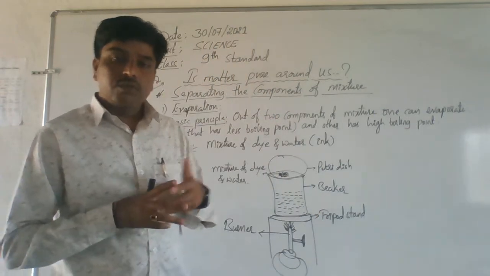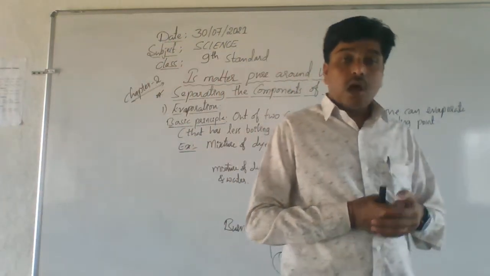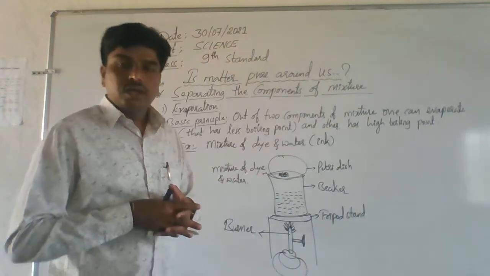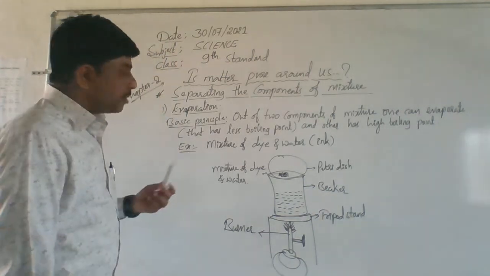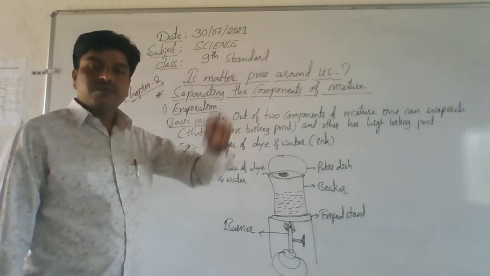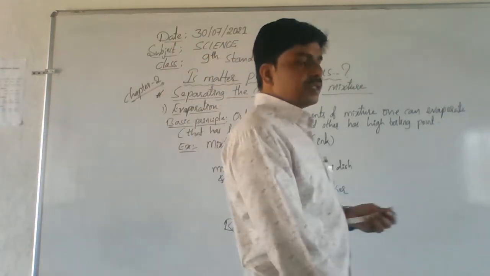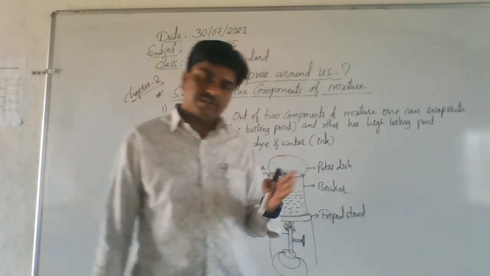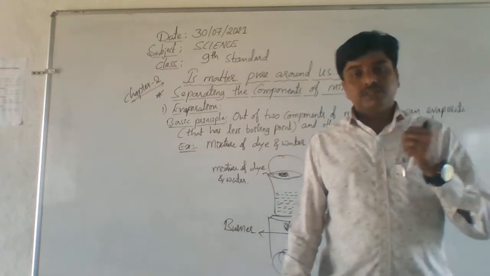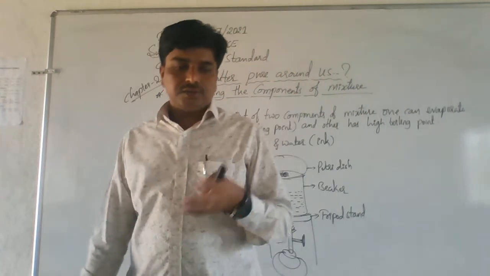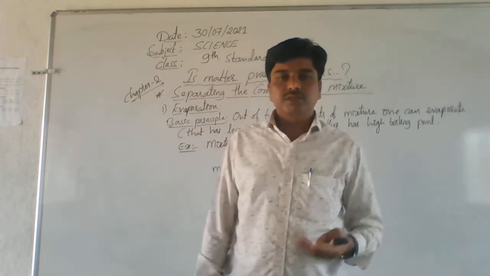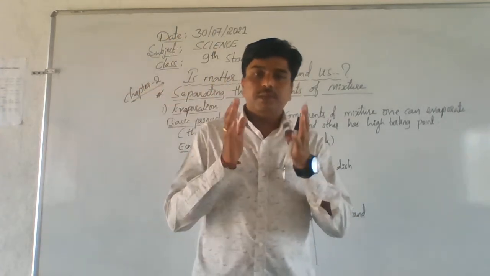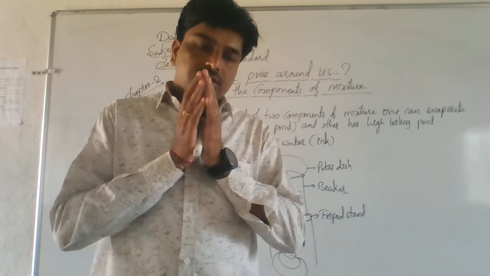In this class, you are going to learn how to separate the components of a mixture. That is your coming concept, separating the components of a mixture. Because already you have clearly learned about mixtures. Two kinds of mixtures are there: homogeneous mixtures and heterogeneous mixtures. Heterogeneous mixtures again have two types: colloidal solutions and suspensions. So here several methods are there. How can you separate the components from a mixture?